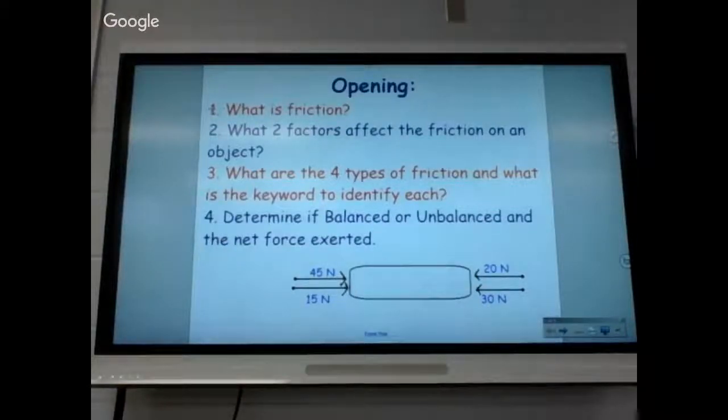All right, so number 1, tell me what friction is, Chris. Force that opposes motion. All right, a force that opposes motion. Everybody got it? Number 2, 2 factors that affect friction. I want one from Abigail. What's one thing that affects friction?